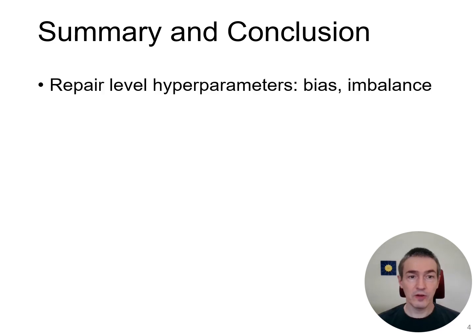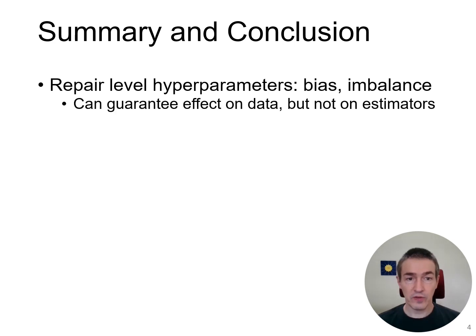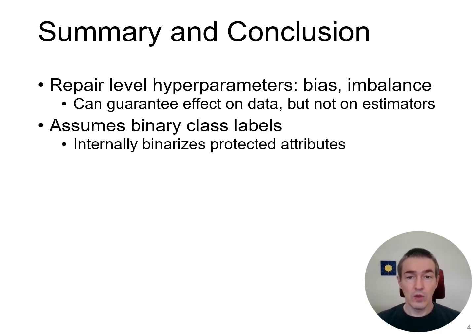Our algorithm introduces repair level hyperparameters, one for bias and the other for imbalance. These hyperparameters can guarantee the desired effect on the training data, but not on estimators trained on that training data. Our algorithm assumes binary class labels. It does not assume a single binary protected attribute. However, when there are multiple or non-binary protected attributes, it will internally binarize them.